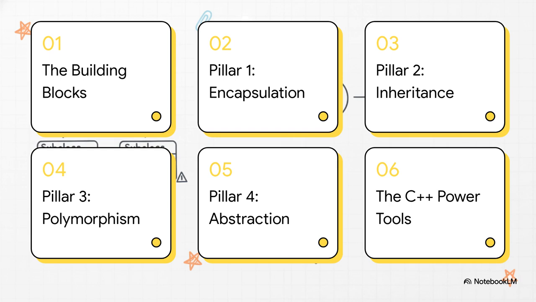So here's our game plan for this explainer. We're going to kick things off with the absolute basics, classes and objects. From there, we'll explore the four main pillars that hold up all of OOP. Encapsulation, which is all about security, inheritance for reusability, polymorphism for flexibility, and abstraction for simplicity. And to wrap things up, we'll check out a few special C++ power tools that make our code even better.